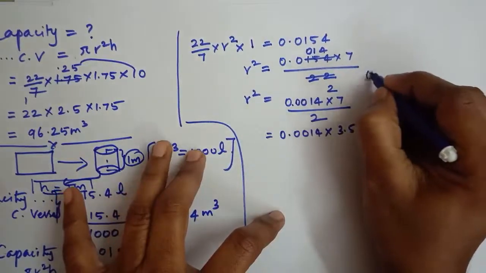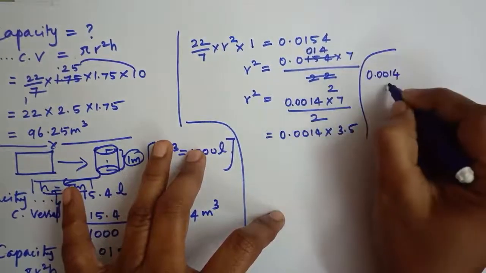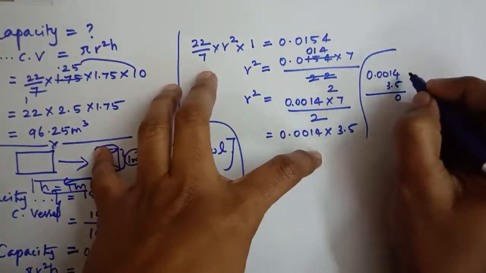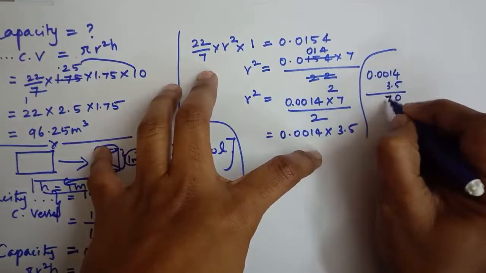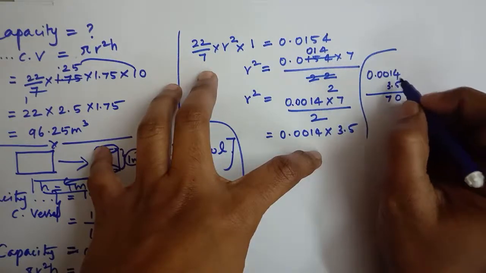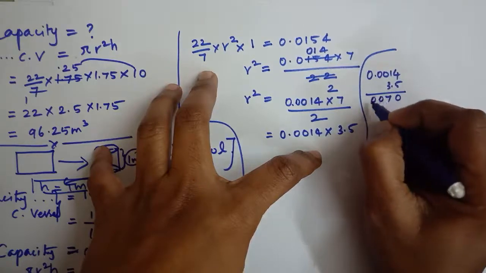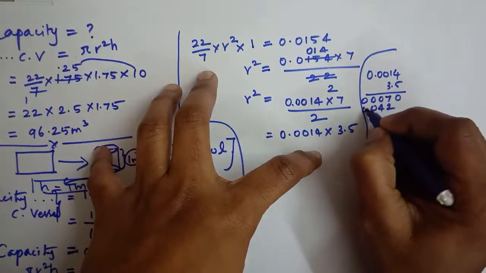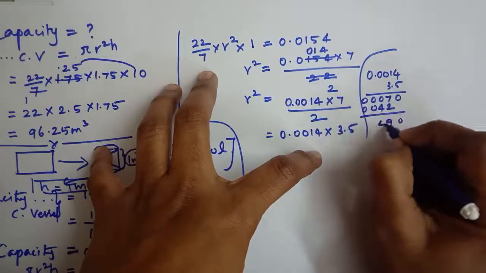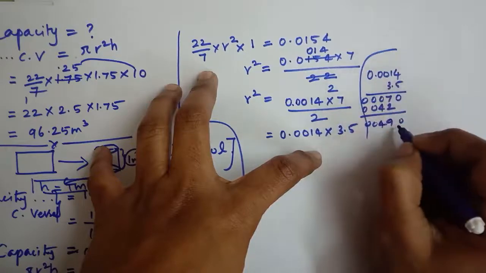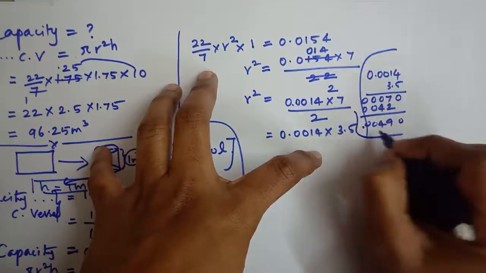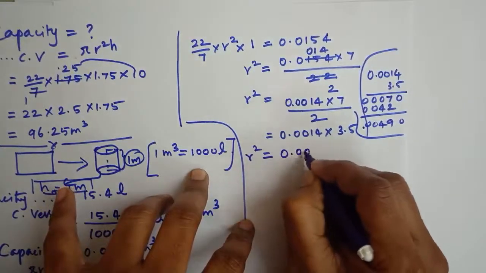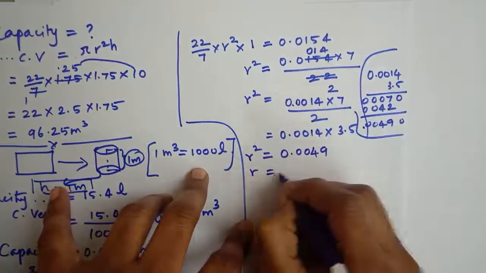Students listen. 0.0014 into 3.5. Just multiply it. Students listen. 4 5s are 20, 4 1s are 4, 7... So we get 49 with the decimal point after 7 places: 0.0049. So r squared is equal to 0.0049. Therefore r is equal to square root of 0.0049.